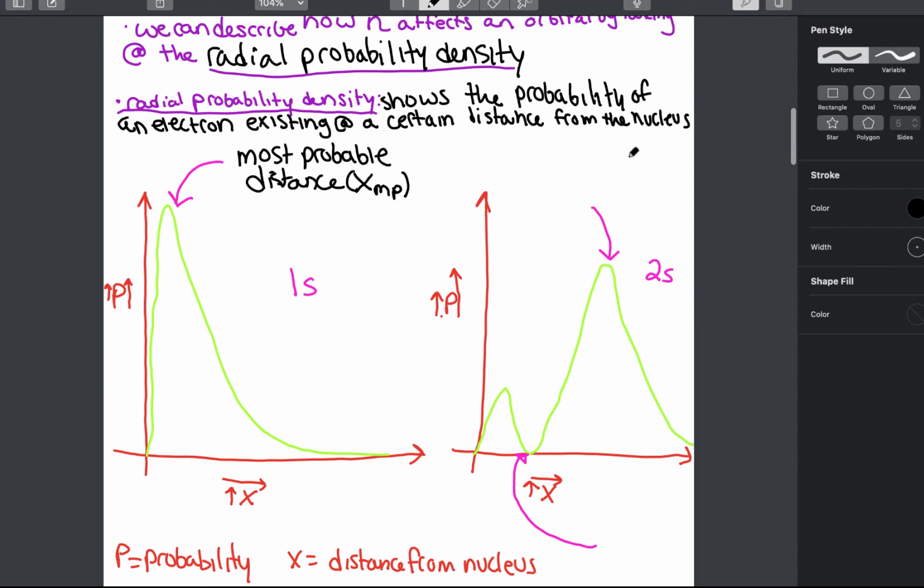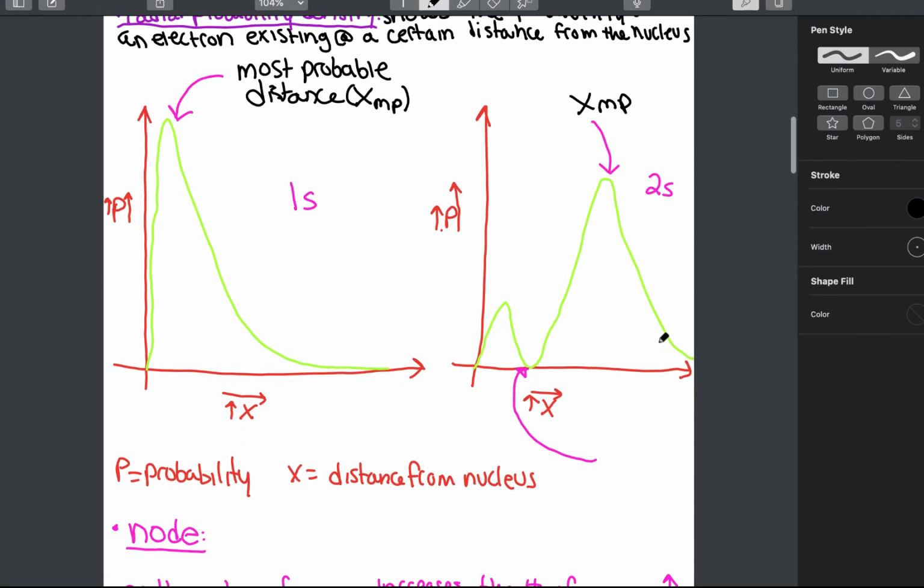So this is now the most probable location. So this is X most probable. So as you can see here, as we increase the value from n equals 1 to n equals 2, XMP increases. However, there's another thing that you should note here, and it's this little area right here where the green line intersects with the x-axis.